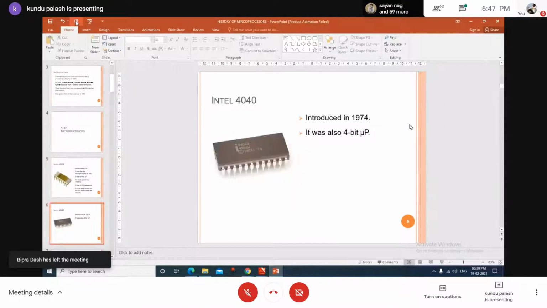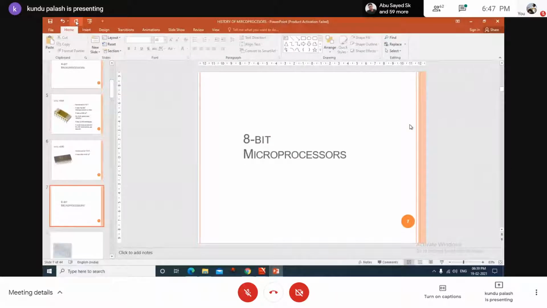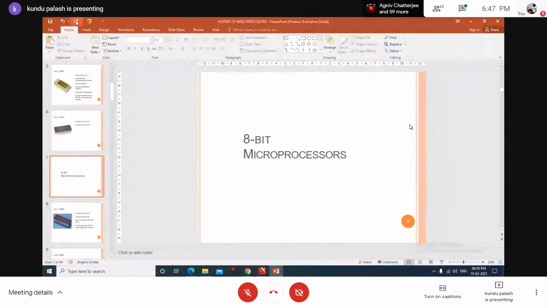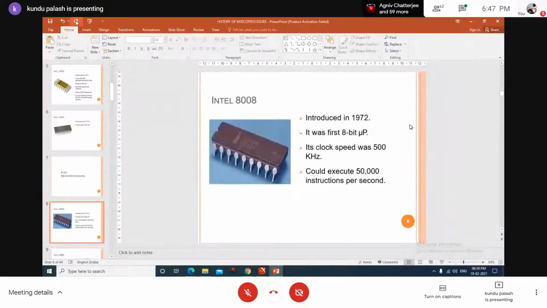The next kind of microprocessor is the Intel 4040, which is a modified version of the 4004. In 1974, the data width is about 4-bit. Then the 8008 microprocessor was formed in 1972. The clock speed has been increased to 500 kilohertz. It could execute 50,000 instructions per second, manufactured by Intel.